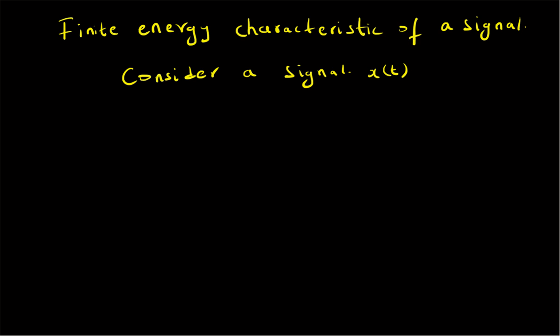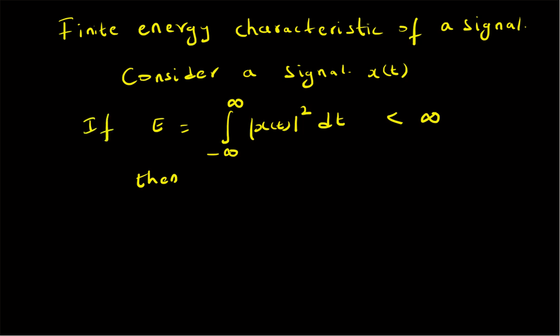By definition, the signal x of t is said to be of finite energy if its energy E, which is defined as the integral from minus infinity to plus infinity of the absolute value of x of t squared dt, is less than infinity. That is the definition of energy, and if this value is less than infinity, then x of t is a finite energy signal.